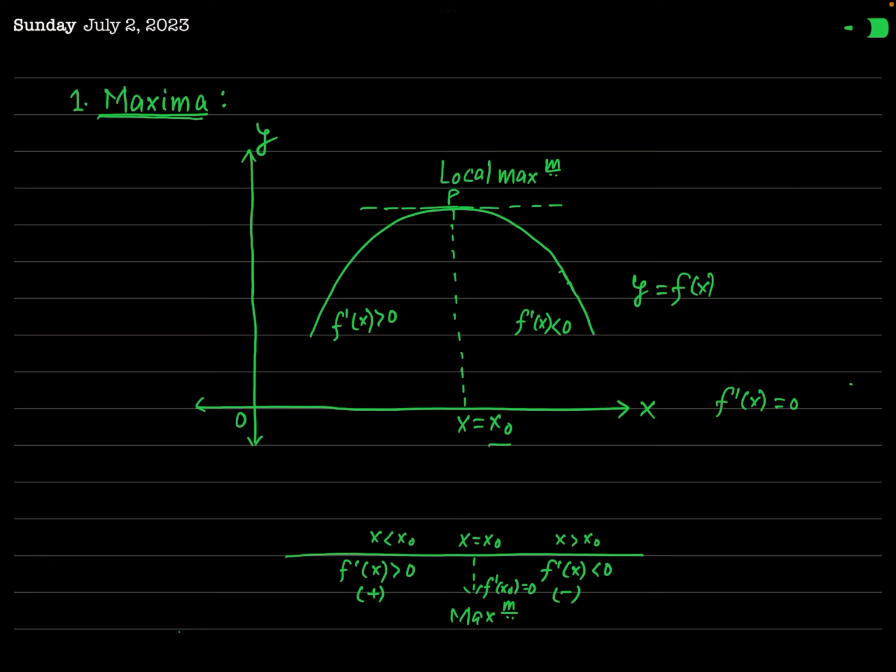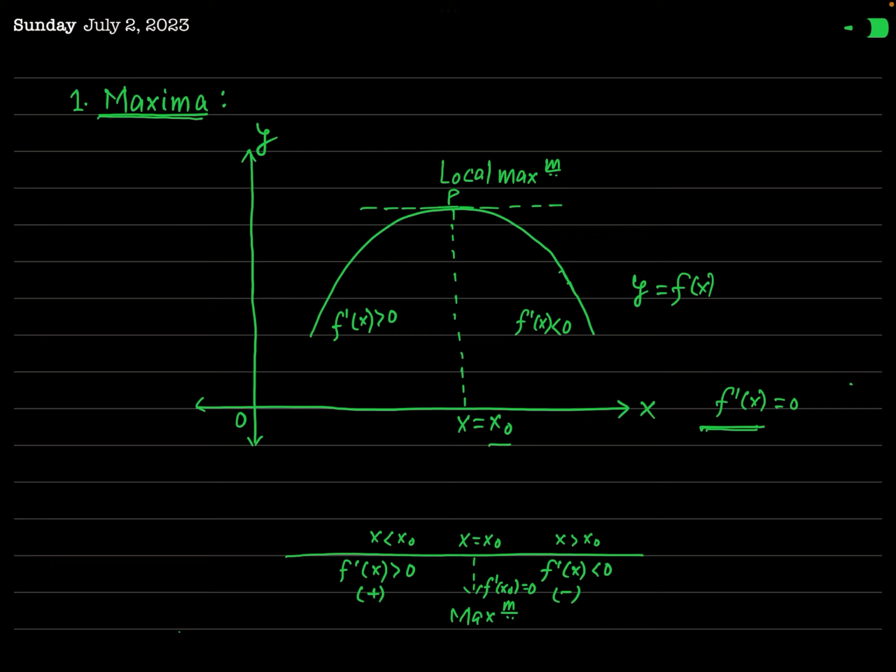Because this condition holds for both maxima and minima. Whenever the function f of x is maximum, f dash of x will be equal to 0. And if it is minimum, even then f dash of x equals 0. So how can we decide, when f dash of x equals 0, whether the function is maximum or minimum? And for this, you have to see this curve. Let us see here.